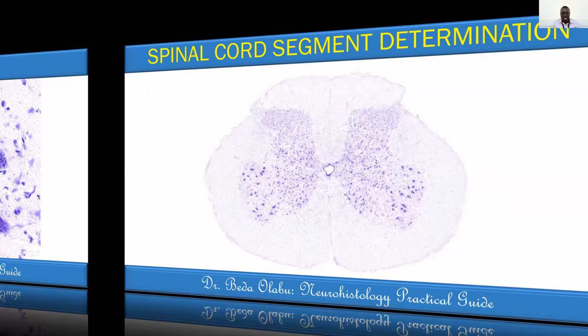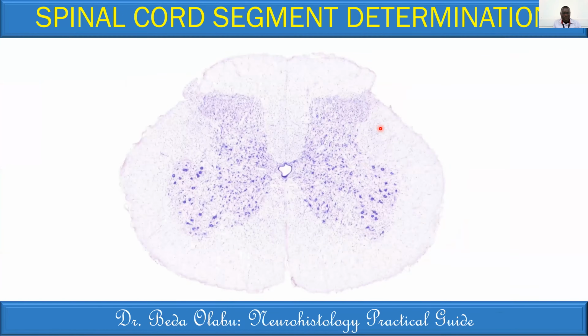Now, something important to know regarding the spinal cord histology is the organization of the spinal cord gray matter in terms of the lamina. Remember, we have lamina 1 somewhere there, up to 6 somewhere here, in that order. Lamina 1 to 4 is more peripheral, lamina 5 and 6 deeper at the base of the dorsal horn.